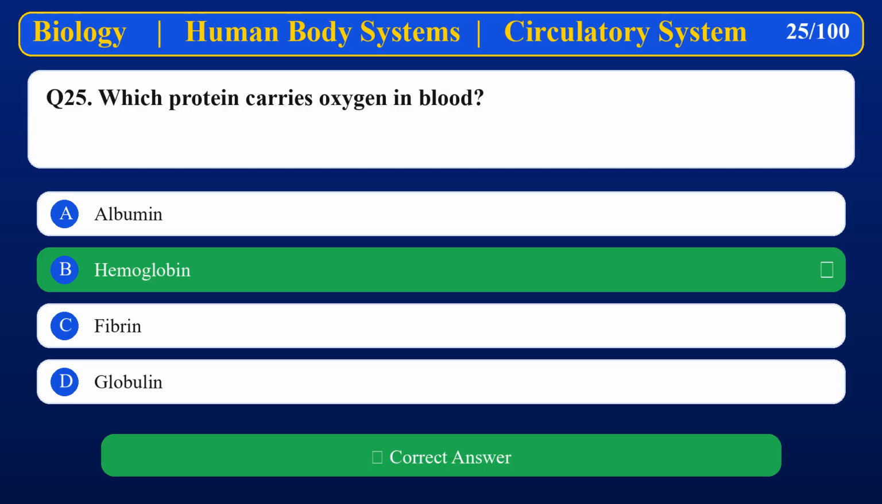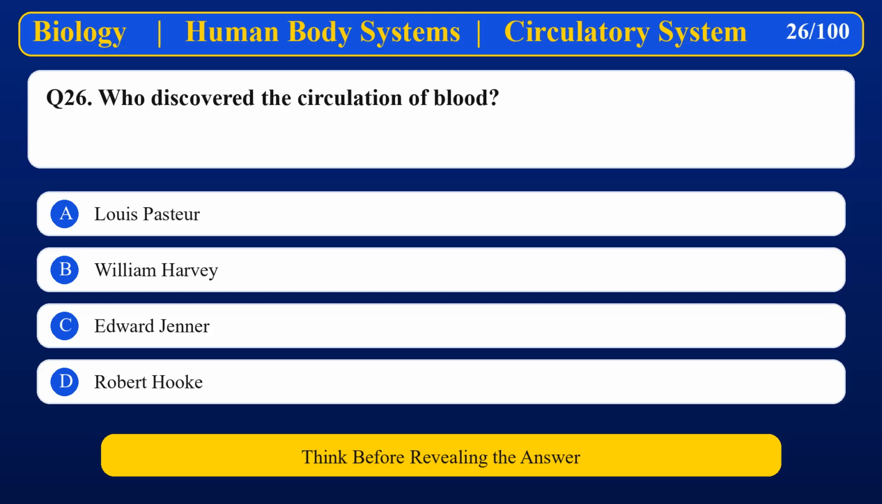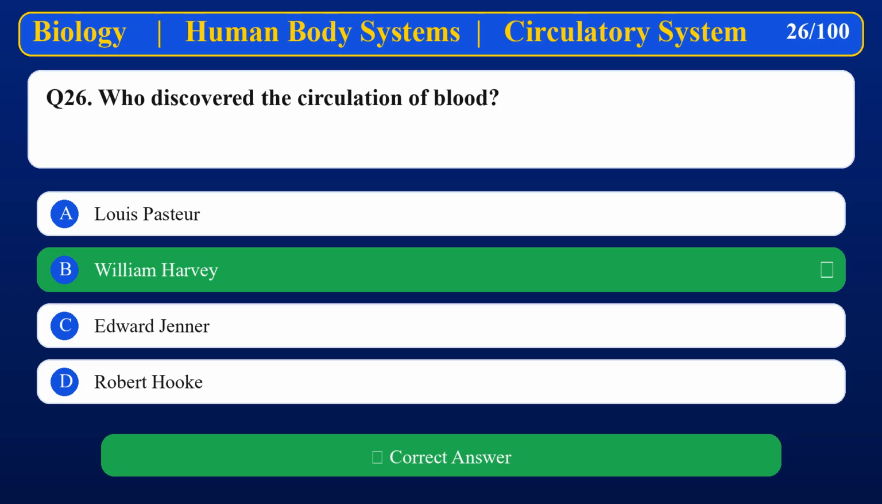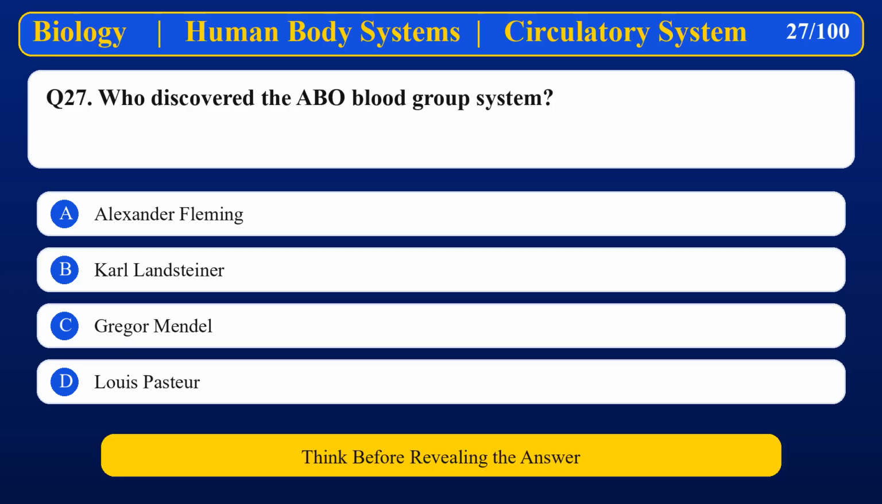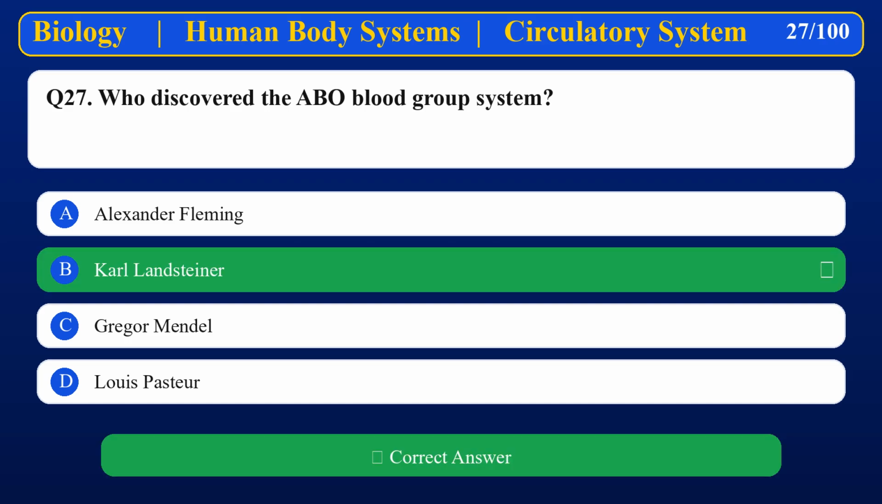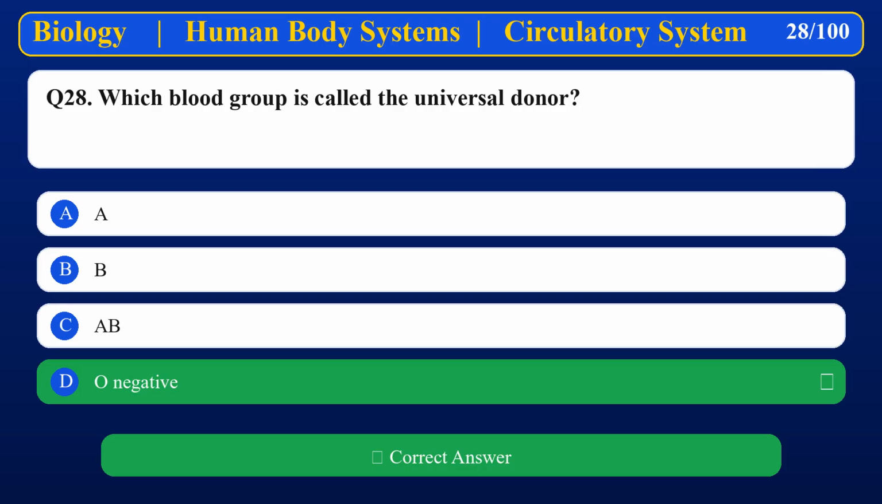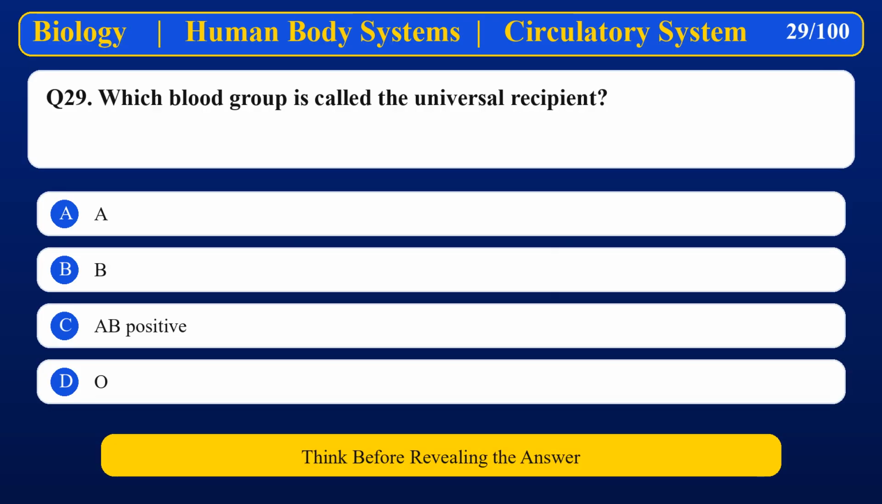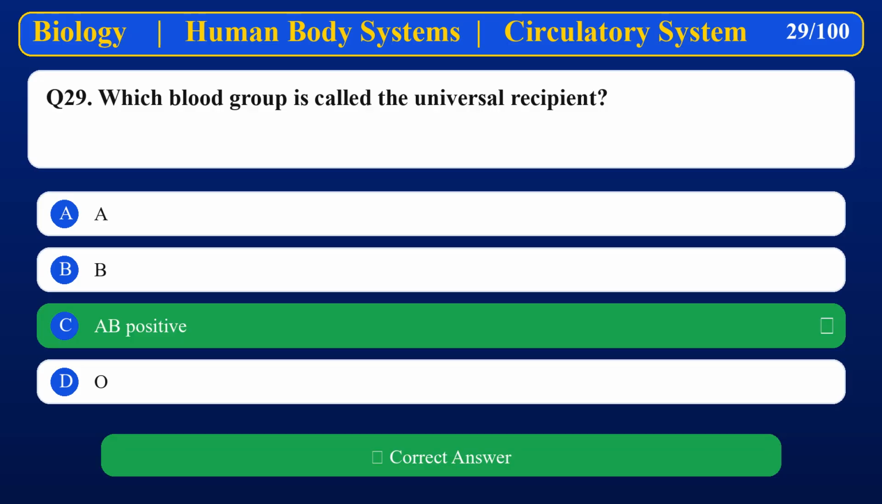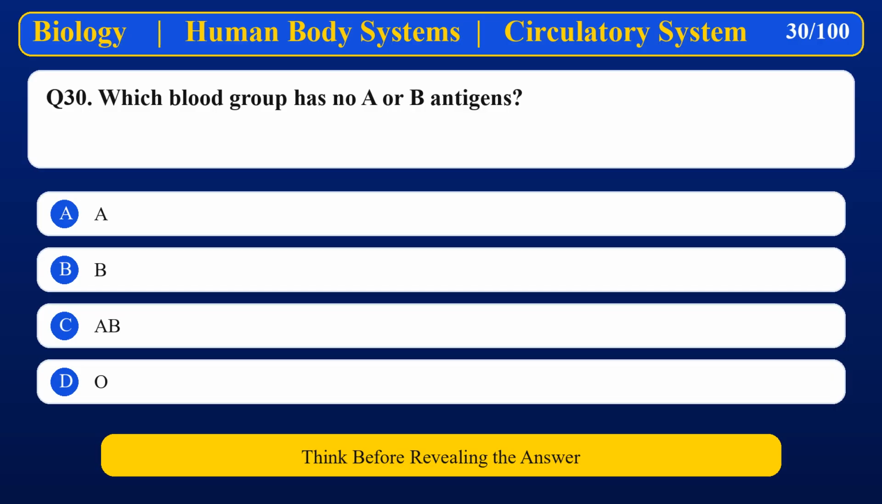Hemoglobin. Who discovered the circulation of blood? William Harvey. Who discovered the ABO blood group system? Karl Landsteiner. Which blood group is called the universal donor? O negative. Which blood group is called the universal recipient? AB positive. Which blood group has no A or B antigens?